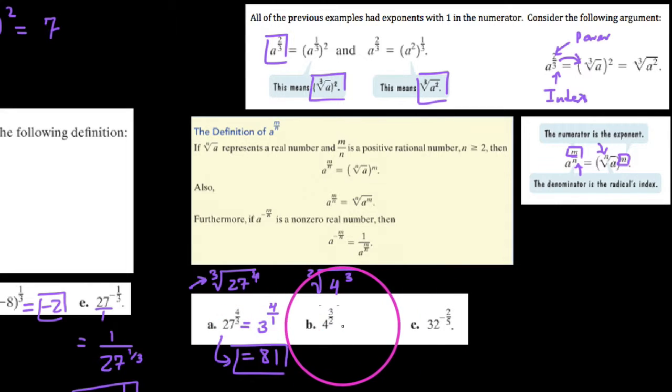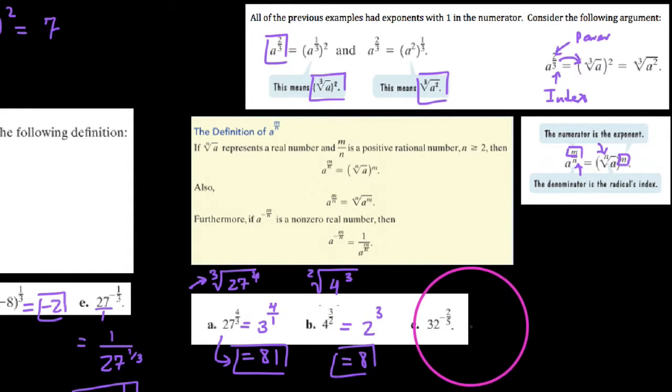So let's take a look at these last two. We say 4 to the 3/2 power. That's going to be the square root of 4 cubed. Really, that's what we're doing here. So let's go ahead and start with the denominator here, which would be the root. So we say the square root of 4 is 2, and now I'm taking 2 to the 3rd power. I just need to cube that, and I get 8.